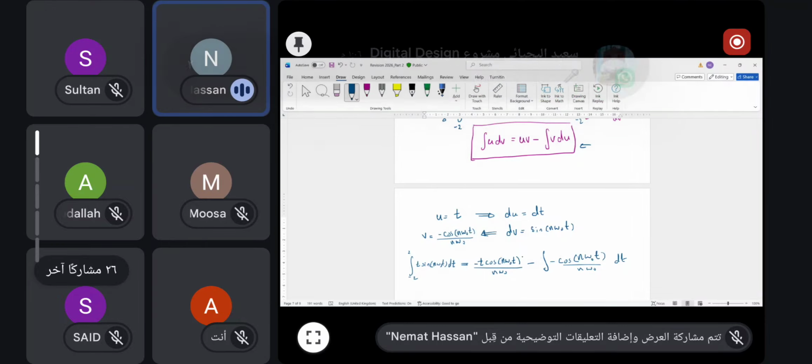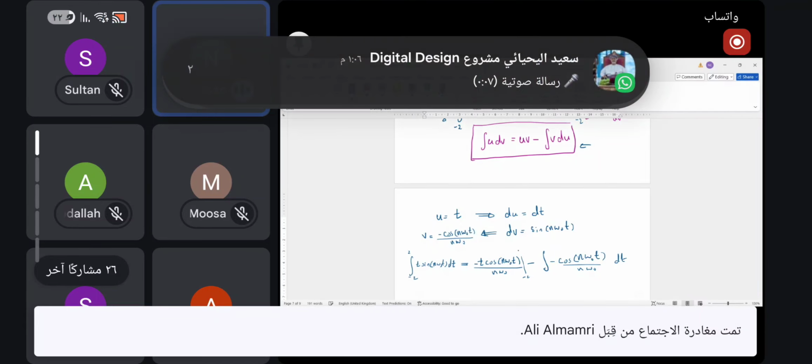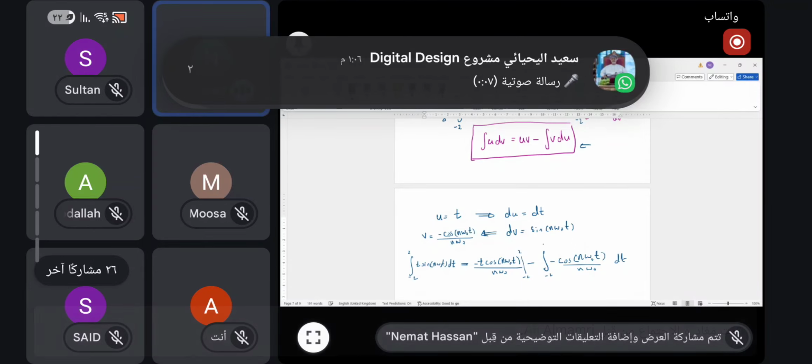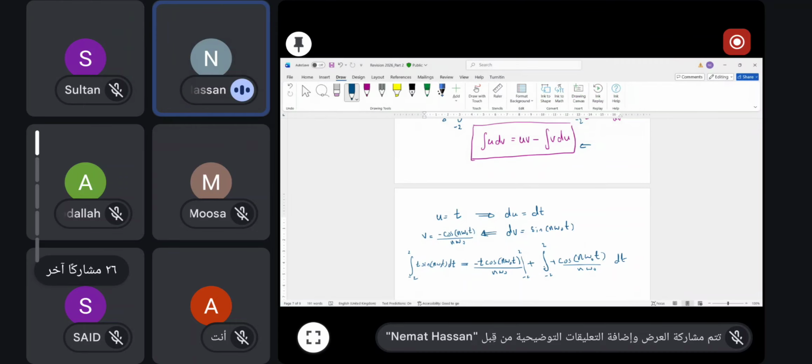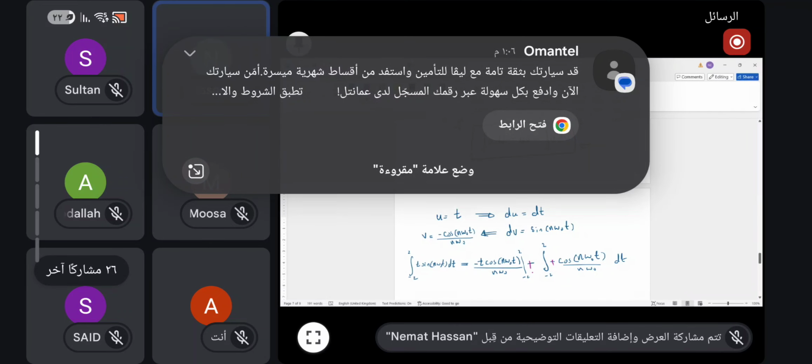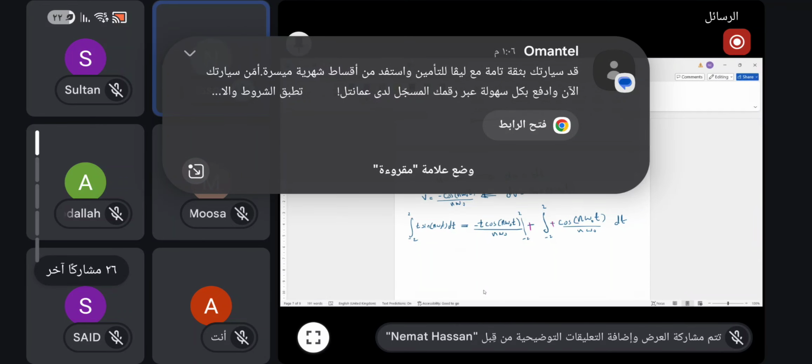Keep in mind that this is still a definite integral. So here we still have the limits from -2 to 2, and here we still have the limits from -2 to 2. Minus is plus, right? Let's use a different color to show that they canceled each other out. This negative cancels this negative out. Okay? Now it becomes a simple integral.